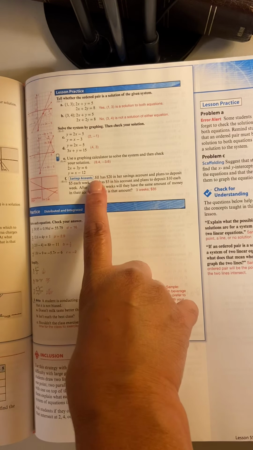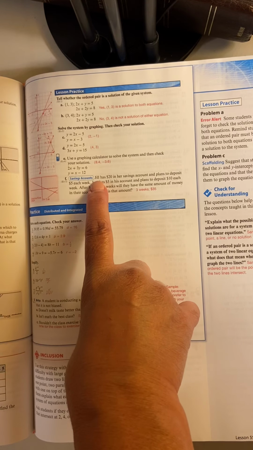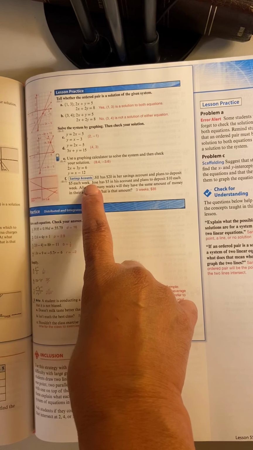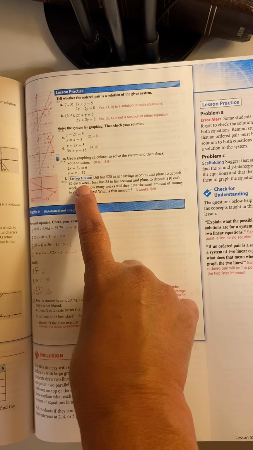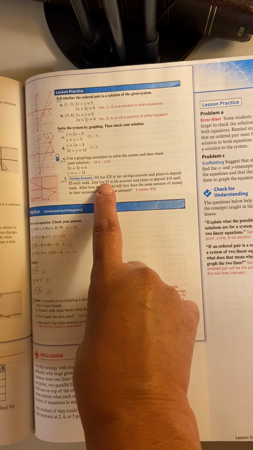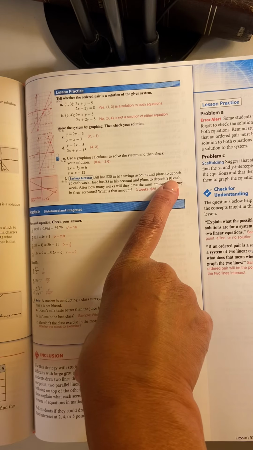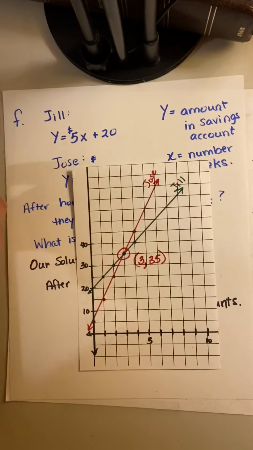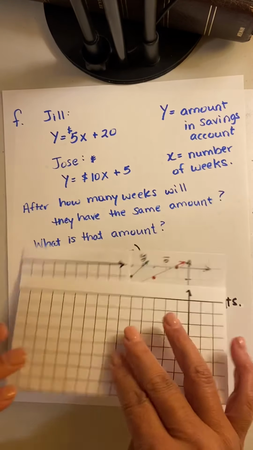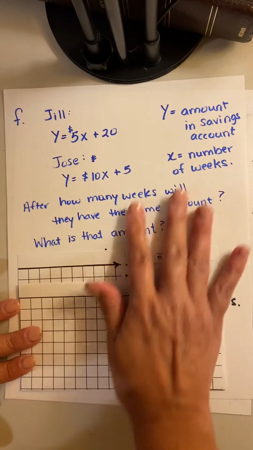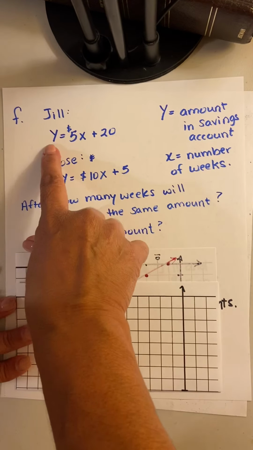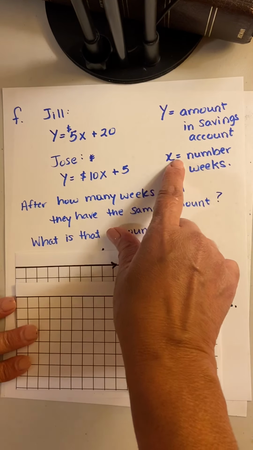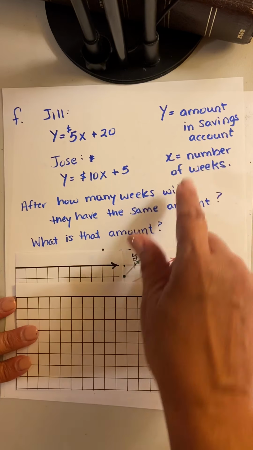Now this is a lot to think about, but we're going to realize that this is an account. Jill starts with $20, and she's going to increment the money in the account by $5 per week. Jose has a similar situation, but he starts with $5, and he's going to save $10 each week. So let's show how we can show that algebraically. First, for Jill, I set Y equal to the amount of money in the savings account, and I set X as the number of weeks they've been saving.